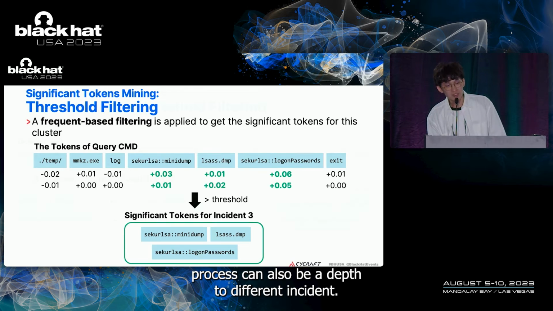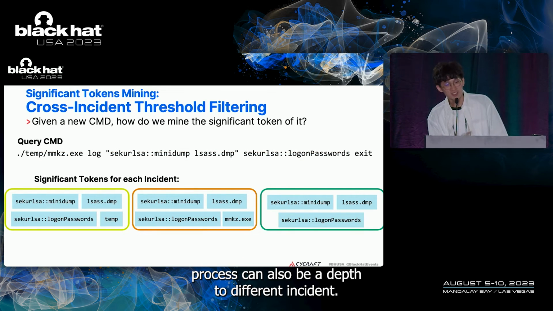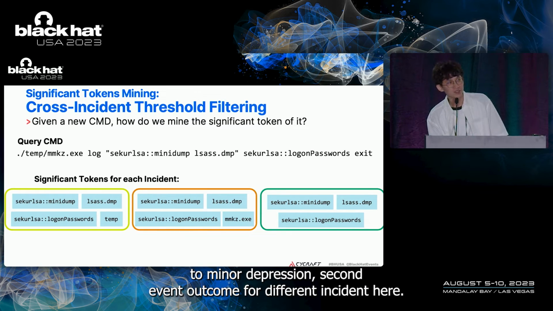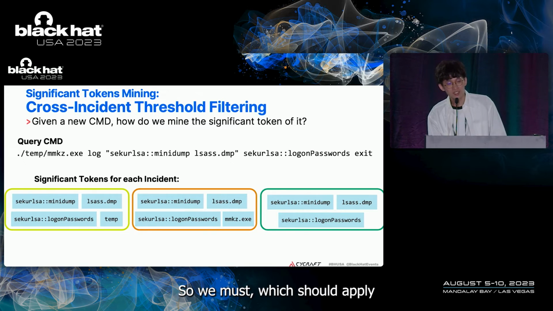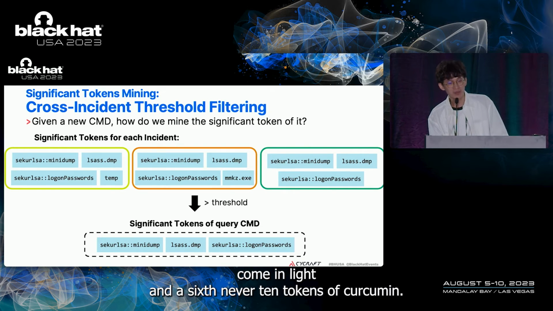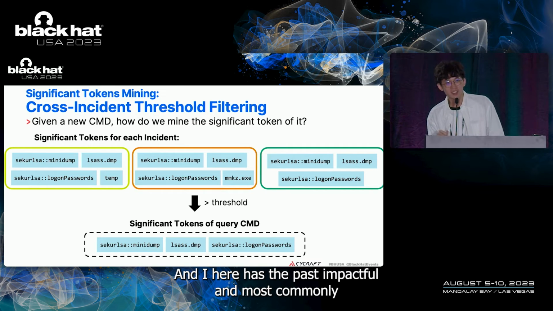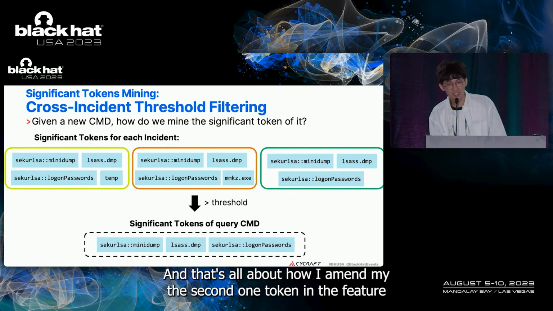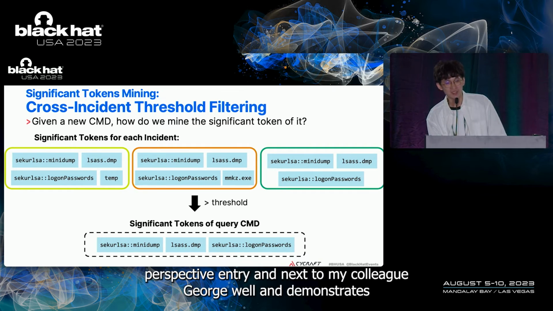This process can also be adapted to different incidents, for example incident 1, incident 2, and incident 3, to mine different significant tokens for different incidents. So we apply one more threshold filtering here to get the true significant tokens of the query command line. The significant tokens of the query command line here have a positive impact for most command lines in most incidents. Okay, that's all about how IRonMAN mines the significant tokens in the feature space.